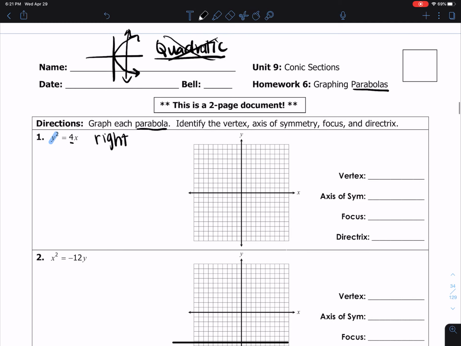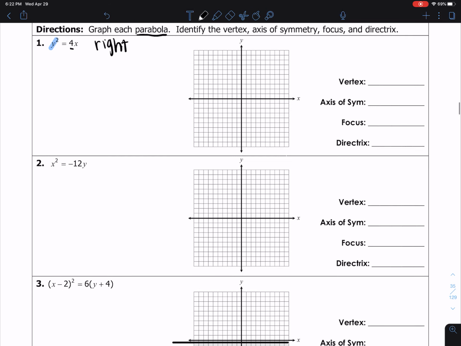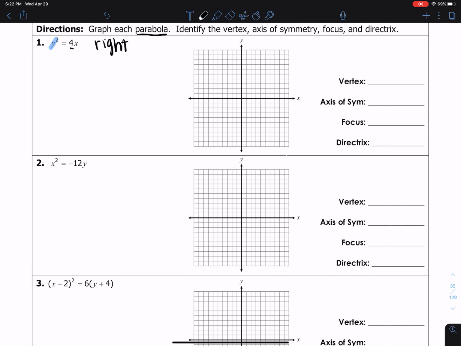So don't get confused. These are not quadratics. They will look like quadratics, but they're not, because quadratics can't open to the right. Okay, going back to this. It's opening to the right, and we just have y, it's kind of like y minus 0 squared equals 4 times x minus 0. So the center is just at 0, 0, or the vertex.